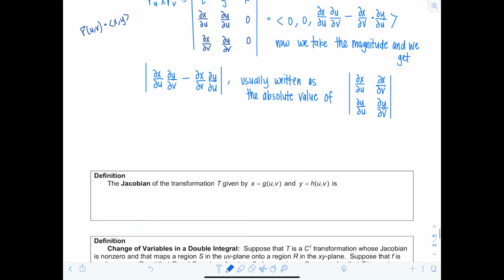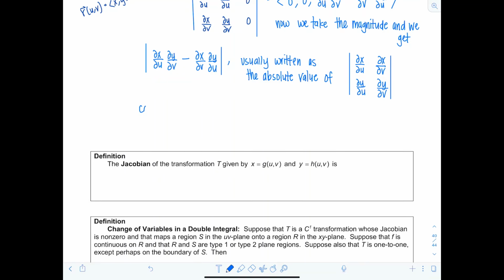It has a special name. It is called the Jacobian, named after a mathematician whose last name was Jacobi. I highly recommend you look him up. Charismatic, cool dude. Okay, what's our notation? How do we represent the Jacobian? Do we write out the word every time? No, you just write del xy over del uv, and it means do this, okay?